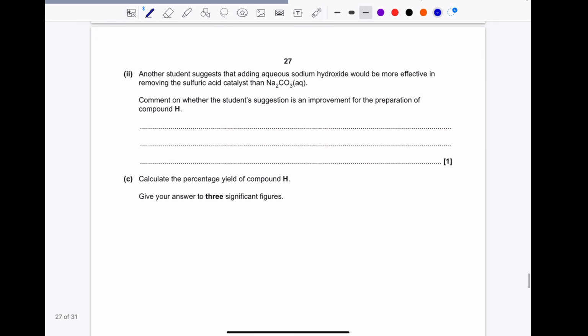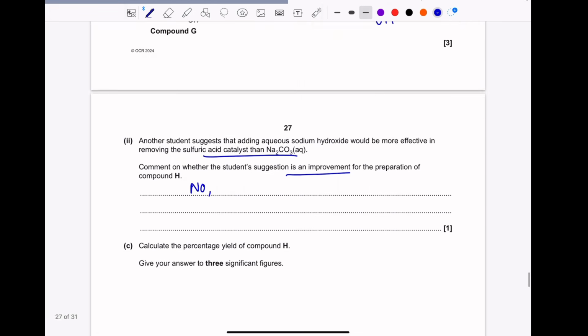Then for part 2, another student suggests that adding aqueous sodium hydroxide could be more effective in removing sulfuric acid catalyst than sodium carbonate. Comment on whether the student's suggestion is an improvement for the preparation of compound H. So the answer to that is no, because of this phenol thing.